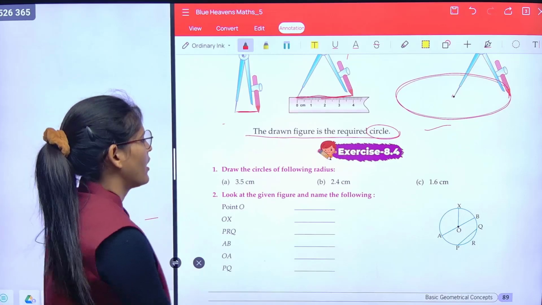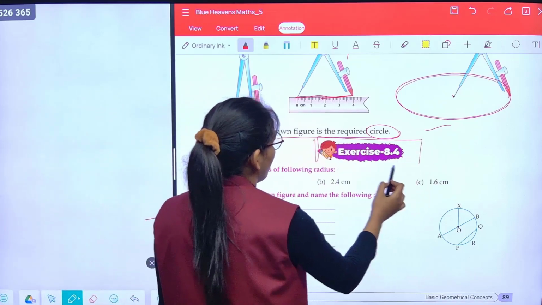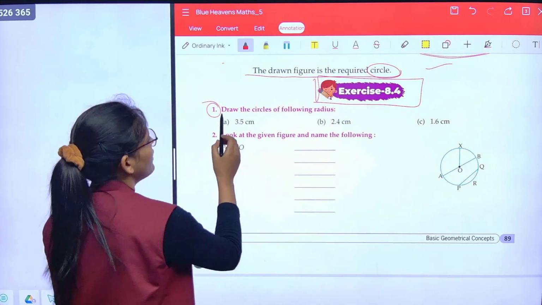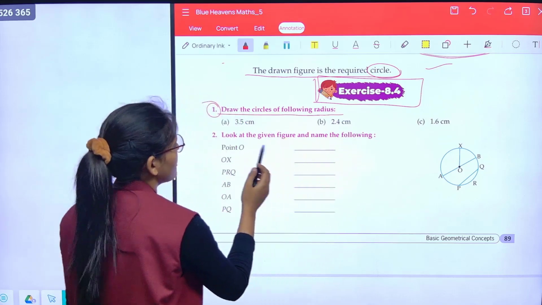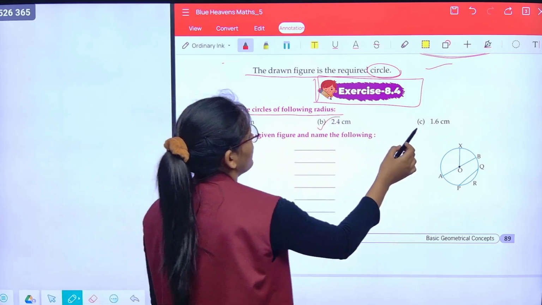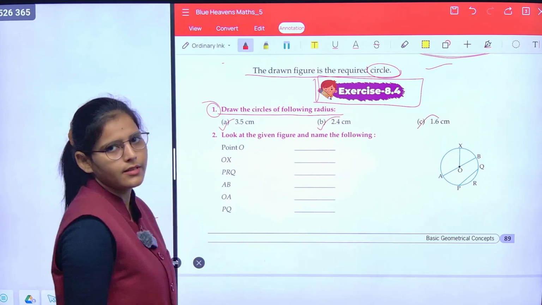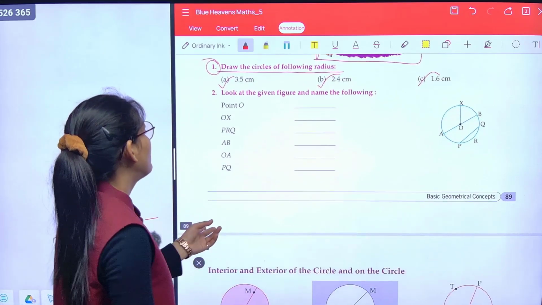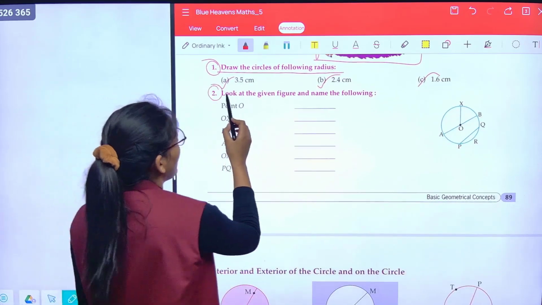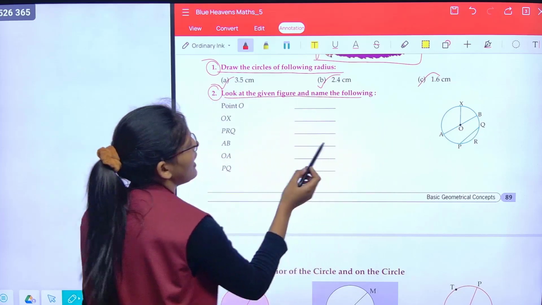Understand? Now class, come on exercise 8.4. Now question number 1, draw the circles of the following radius. Class, you have to draw the circles of the following radius with the compass. Understand? Now class, come on question number 2. Look at the given figure and name the following.